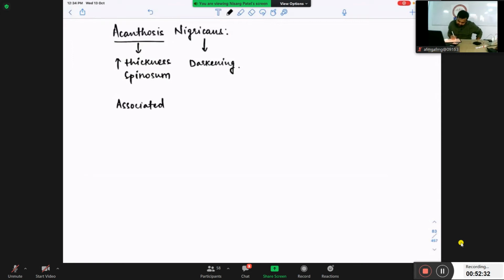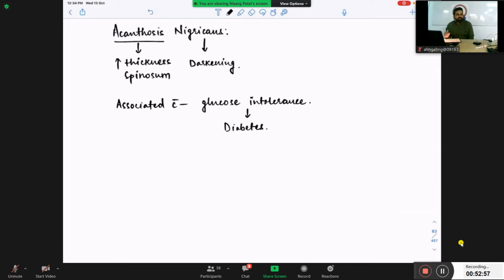This condition is associated with glucose intolerance. So, in which disease do you see glucose intolerance? The most common is diabetes. Any other disease in which you will see glucose intolerance?